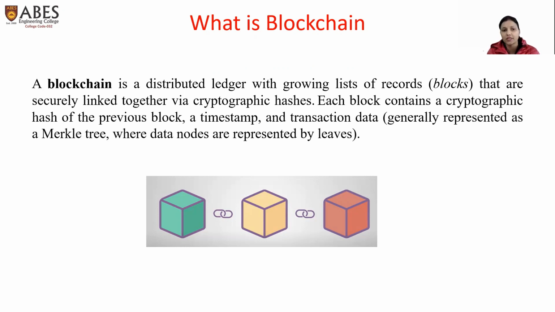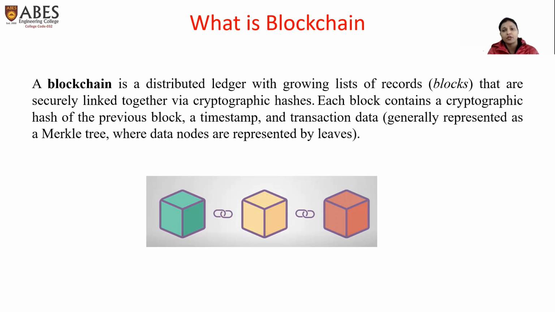A block has two parts. The first part is the header of the block, and the second part contains the data or the transaction or the information. So a blockchain is a distributed ledger with a growing list of records that are securely linked with each other by cryptographic hash. So blockchain is a chain of blocks, and these blocks are linked with each other using cryptographic hash function, which makes a blockchain a very secure method to store our data.